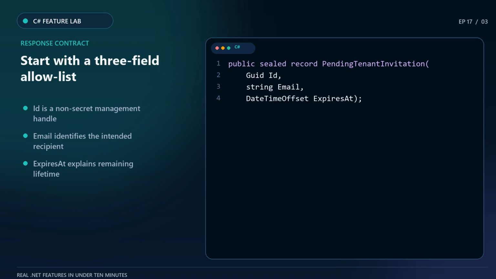Code hash is still security-sensitive internal material even though it is not the raw code. Issued by user ID, accepted by user ID, closed at, accepted at, and version belong to audit or concurrency behavior, not this task. An Entity Framework entity is a persistence model, not an API contract. A dedicated record turns the response into a visible allow list that future properties cannot silently expand.